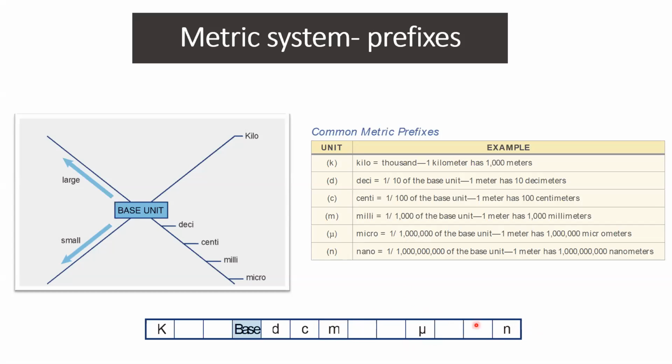So for your purposes in this class, these are the prefixes you need to know, the common prefixes you will be working with. It would be kilo, deci, centi, milli, micro, and nano. These are basically the basic ones you will be working with if you were in a lab as well. Specifically kilo, your base unit, milli, micro, and nano on a microscope, really.